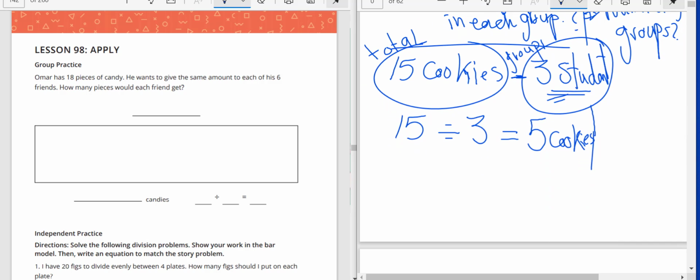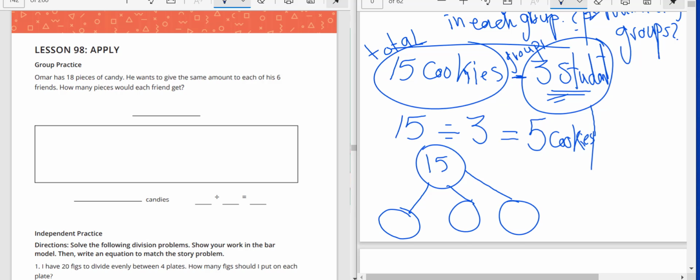At the first term, we use the part model to solve this problem. Here we write 15, and here we divide it or share it among 3 groups. Each group will contain 5 cookies.